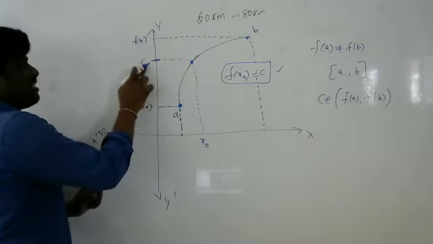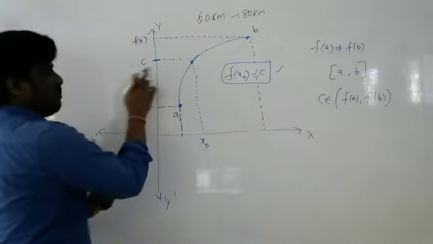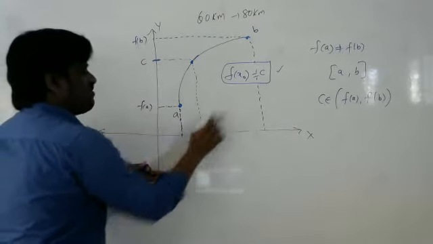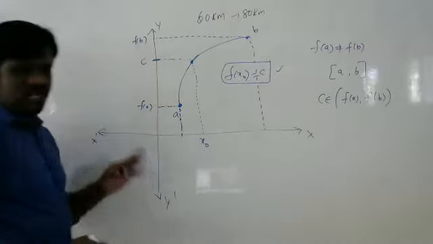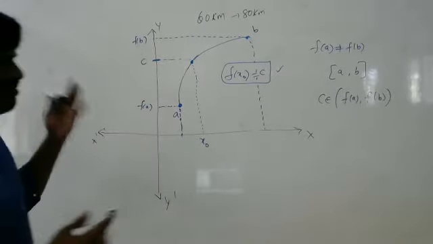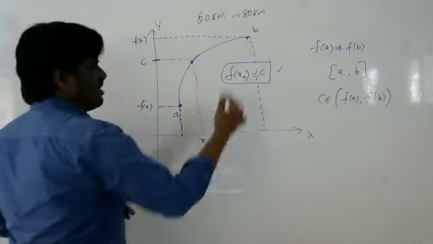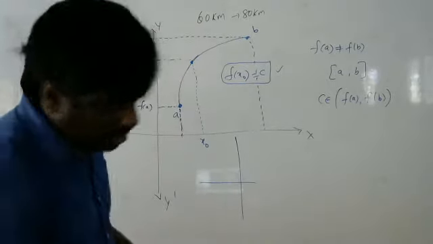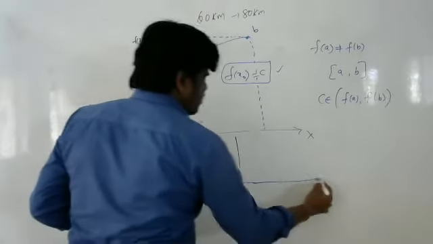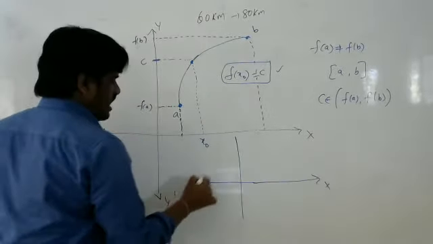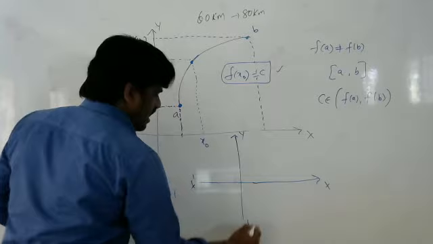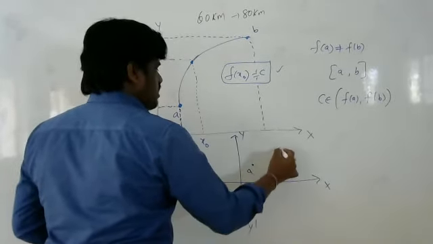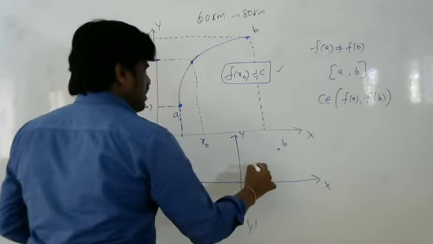So if C belongs to f of A comma f of B, then f of x naught equals C. Not only one time, maybe many times, if the graph of the function is different. Suppose this is the x axis, x dash, y axis, y dash, and you have a graph here. This is A and this is B, and the graph is like this.